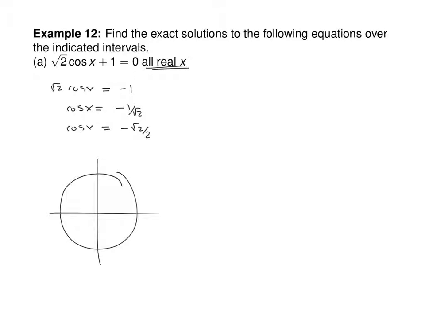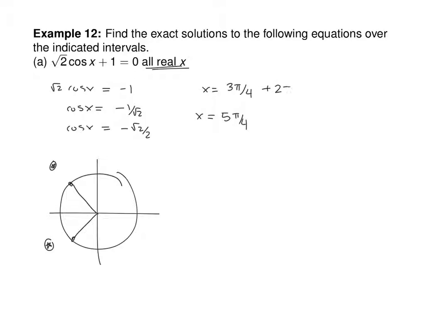All right, so in which quadrants is the cosine function negative? 2 and 3. Great, this quadrant and this quadrant. So that's the 45 degree, or pi over 4, reference angle. What is the first angle where the cosine is negative root 2 over 2? 3 pi over 4. And how about the other one? 5 pi over 4. If I'd said stay between 0 and 2 pi, those would be your answers, right? But because I said all real x, what do you have to add on to both of them? 2 pi n.